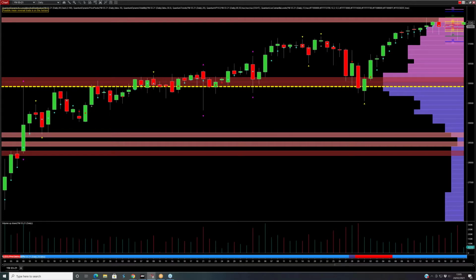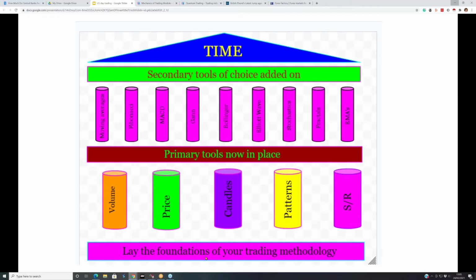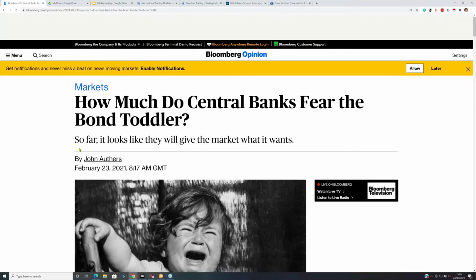Markets, I've got this picture to show you, and I wanted to show you because it did make me chuckle. Where is it? Where's the blue? Here we are. This is from Bloomberg: how much do central banks fear the bond toddler?